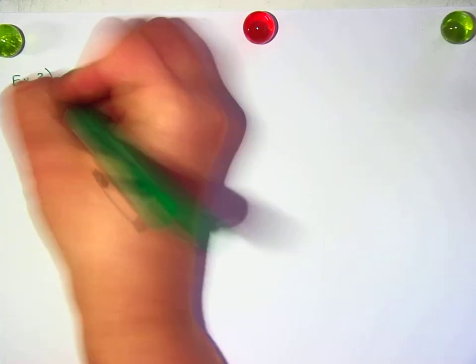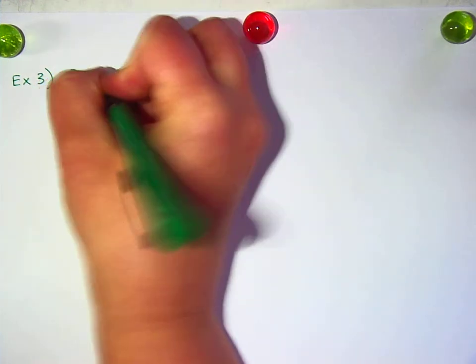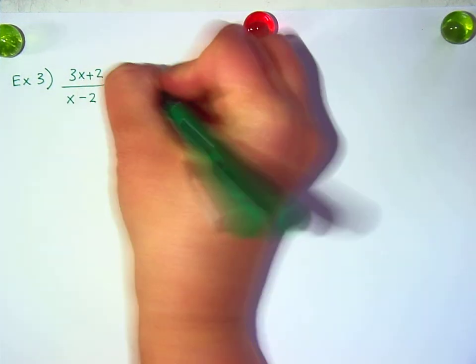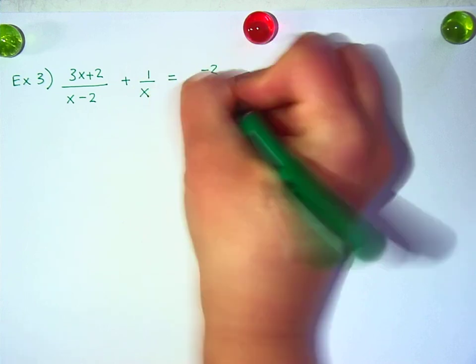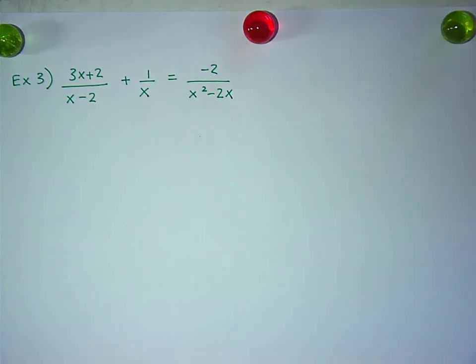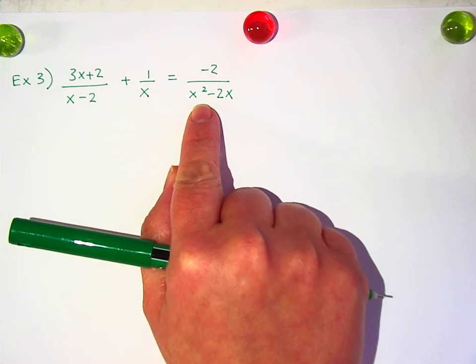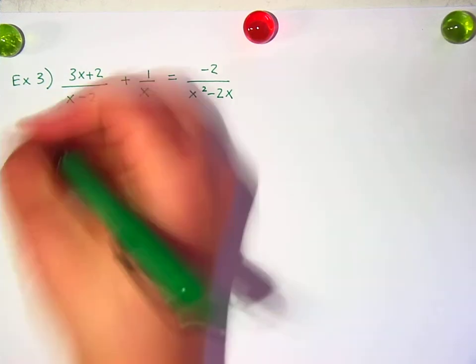Example 3. We're going to try this one. 3x plus 2 over x minus 2 plus 1 over x equals negative 2 over x squared minus 2x. All right, that's tough. So what we're going to have to do for this is, again, find a common denominator. Well, if I factor this bottom, I can see that what's in common right now is an x.